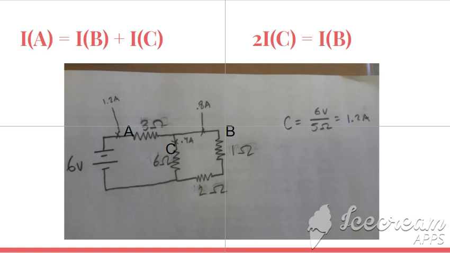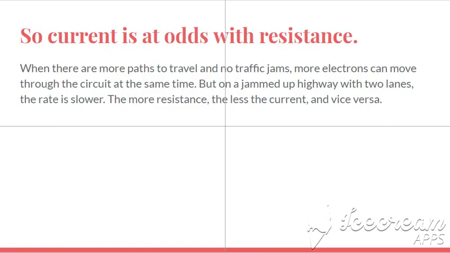Okay. So current is at odds with resistance. We know this. The more room that you have, the easier it is for electrons to move down the path, and the faster they're going to move. The more resistance we have, it's just going to make it harder for the electrons to move through the circuit. And that's how current works.